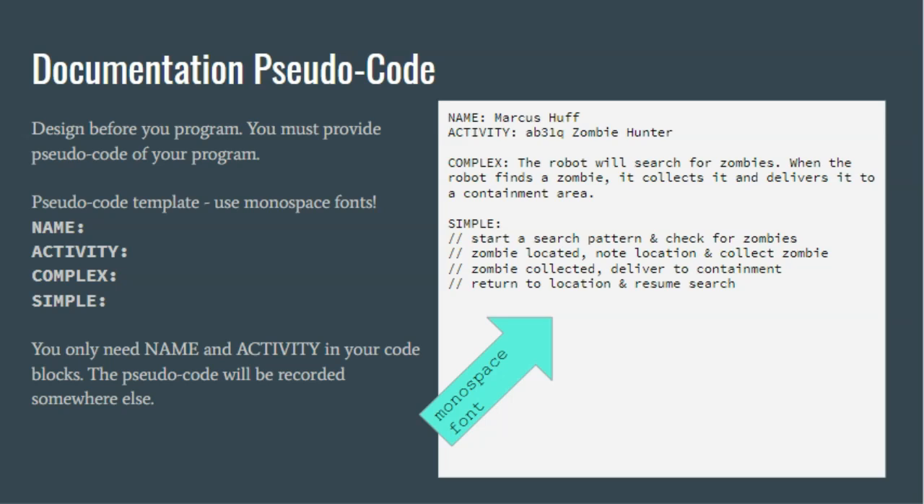We would start a search pattern and come up with the sensors or whatever we're going to use to look for zombies. Then the next simple behavior is, oh, you found a zombie, note the location and pick up the zombie. And so you might have like a claw or some sort of cage or a net or something that you deploy to capture the zombie. Then the next simple behavior is make sure you have the zombie collected and take it to the containment area. So you would have a procedure that takes you to a specific place, and then you release the zombie into the containment area. And then you noted the location previously, so you're going to return to the location and resume your search pattern. So that is taking the complex behavior and breaking it down into simple behaviors.